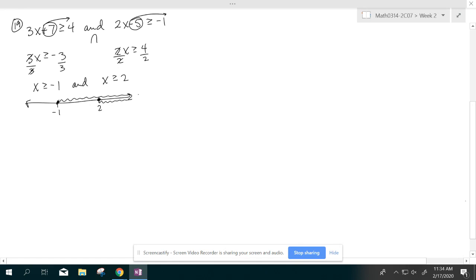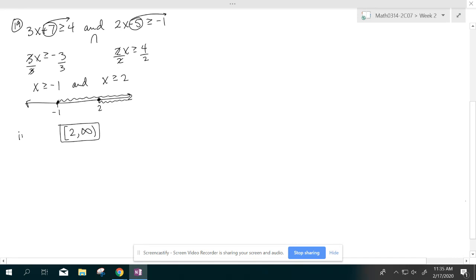Now we need to consider whether we have and. We need to consider if we have an intersection or a union. What do we have? And remember, intersection takes what they have in common. When you're looking at a graph, you can say it's the overlap. Where do the graphs overlap? From 2 to infinity. So the interval notation for this solution is going to be bracket 2 to infinity.